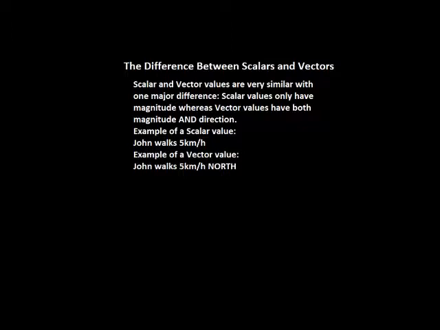Okay, so my first topic is the difference between scalars and vectors. Scalar and vector values are very similar with one major difference. Scalar values only have magnitude, whereas vector values have both magnitude and direction. An example of a scalar value is John walks 5 kilometers per hour. An example of a vector value is John walks 5 kilometers per hour north.